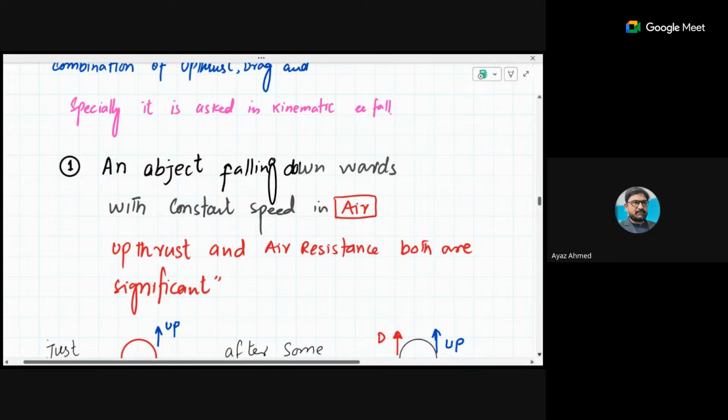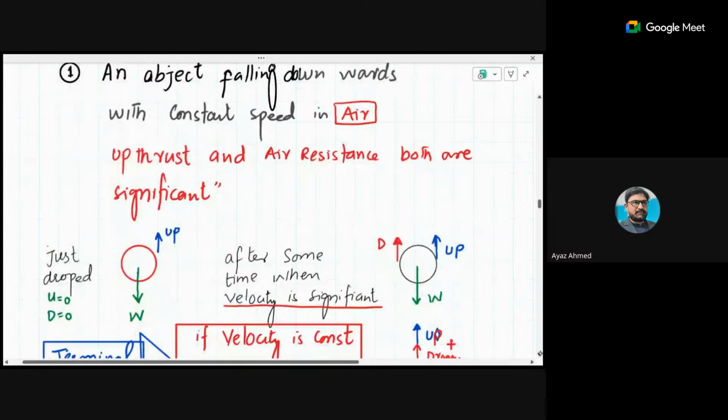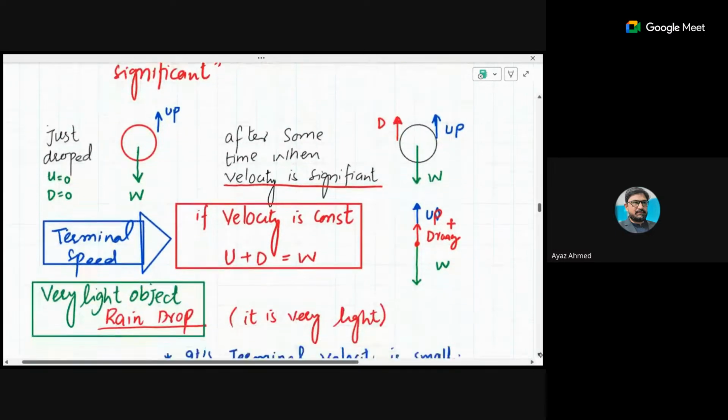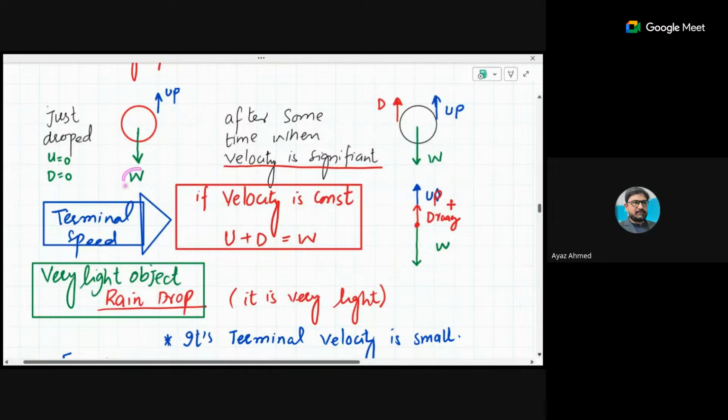So simply speaking, if there is an object, initially there is only weight, but upthrust will be there. After some time, as the speed increases, drag takes place, upthrust is there, and weight is there. So if the object is in equilibrium and moving at constant speed, what is there? Upthrust and drag combined equal the weight. That is why the body is in equilibrium. Is this clear to all? Yes, sir, clear.